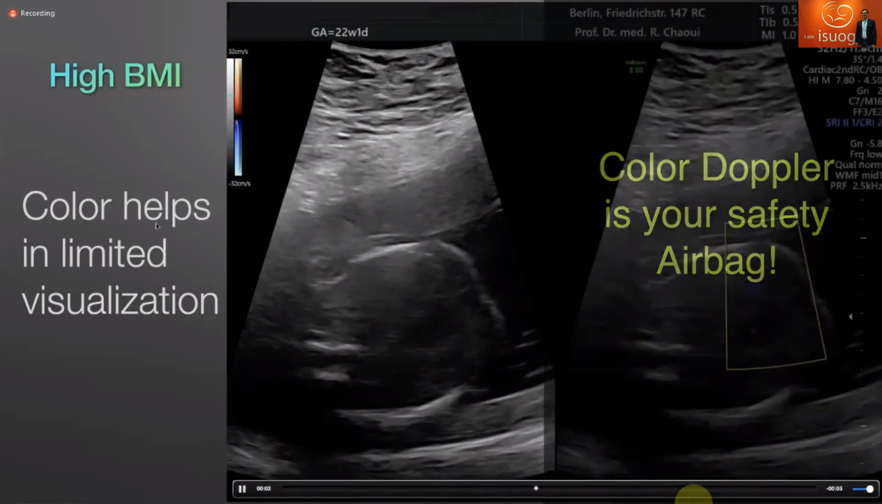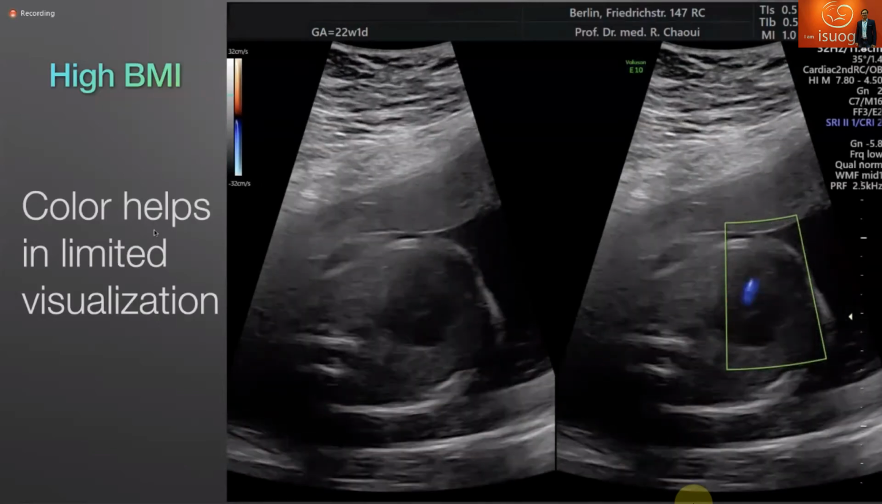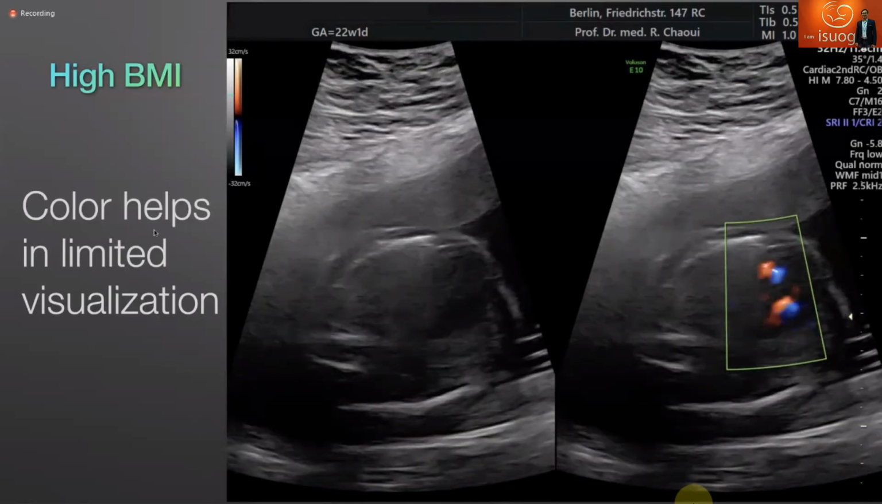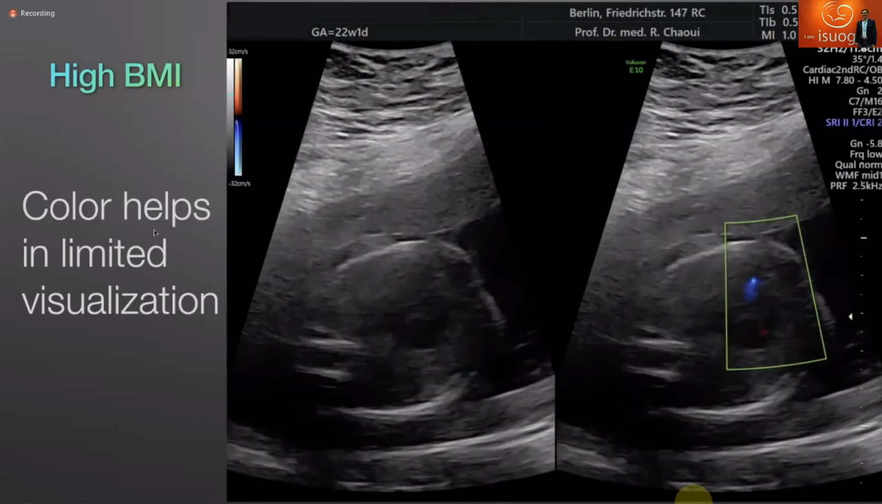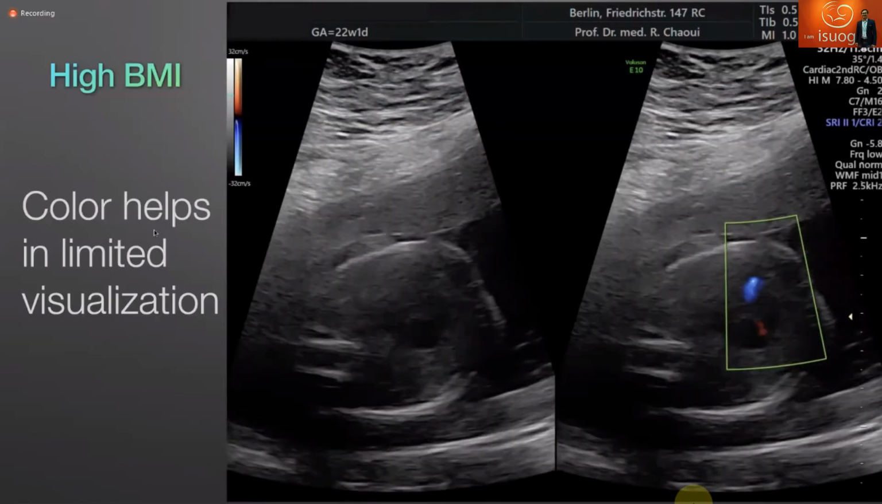Now, activate your color Doppler, and you see on the parallel view and the dual view that at least we have two chambers. There is no single ventricle, there is no dextrocardia, there is no large AV septal defect, there is no hypoplastic left heart syndrome. So almost all anomalies I will show you can be ruled out within few seconds.